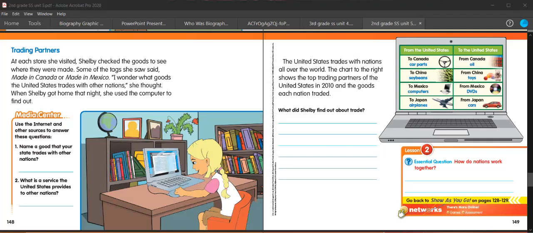The chart to the right shows the top trading partners of the United States in 2010 and the goods each nation traded. Did you know? Florida's top 4 trading partners in 2009 were Brazil, Colombia, China, and Venezuela. Quick check. What goods did the United States and Mexico exchange in 2010?